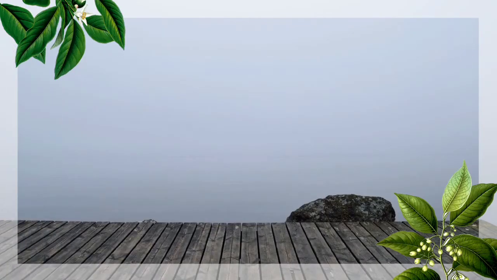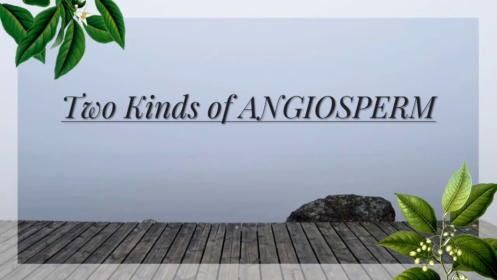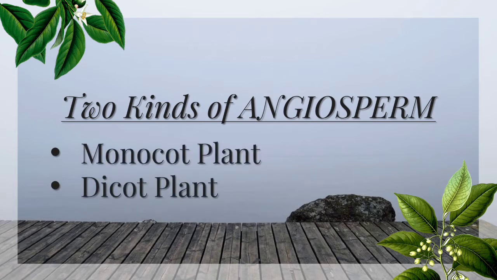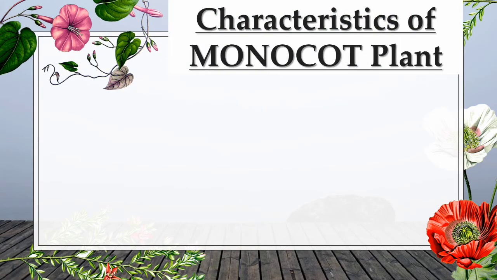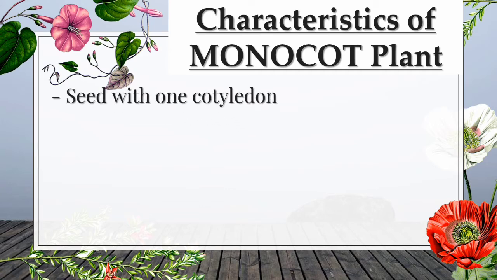Next, there are two kinds of angiosperms. The first one is the monocot plant and the second one is the dicot plant. Characteristics of monocot plant. First, seed with only one cotyledon. A cotyledon is a seed leaf that contains food for a growing young plant. Remember, a cotyledon is a seed leaf that contains food for a growing young plant.